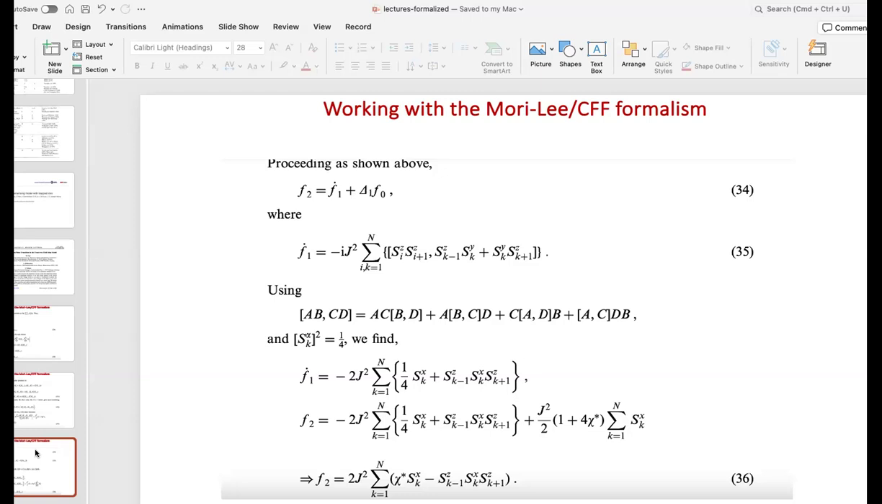So F1 dot, we already know, F1 dot is minus 2j square, 1/4 SXK plus SCK minus 1, SXK, SCK plus 1. That's what we have. That's what we just studied. That's what we have just calculated from here. So F2 now, F2 is the F1 dot piece, which is this piece here, plus the delta 1 F0 piece. This is delta 1 and this is the F0 piece.